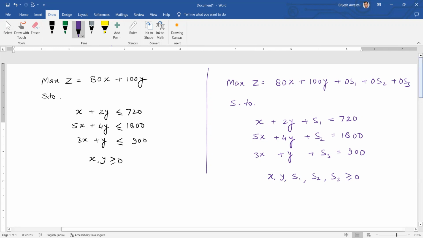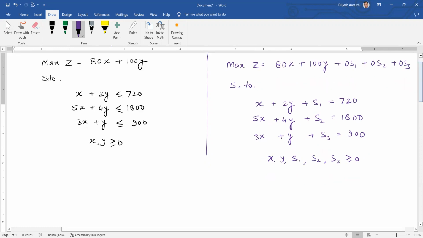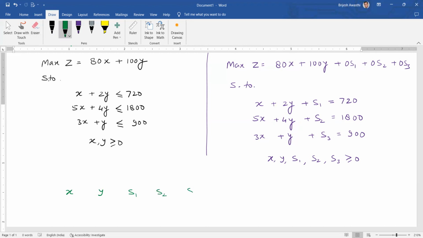So it's our main question, right? If we're talking about our first table, how many variables do we have? Five variables: x, y, s1, s2, and s3. And the coefficients of the objective equation are 80, 100, 0, 0, 0.